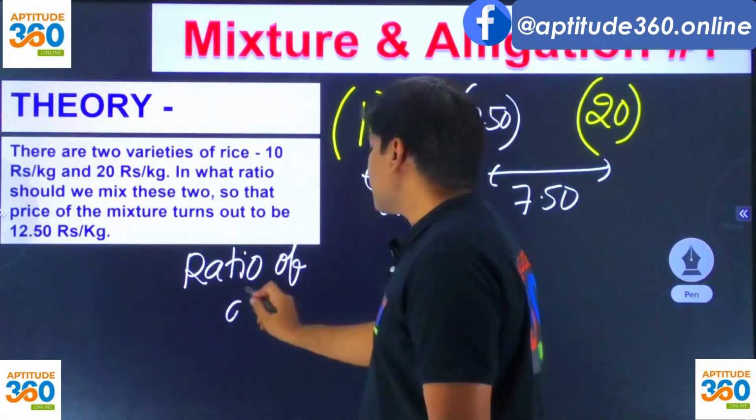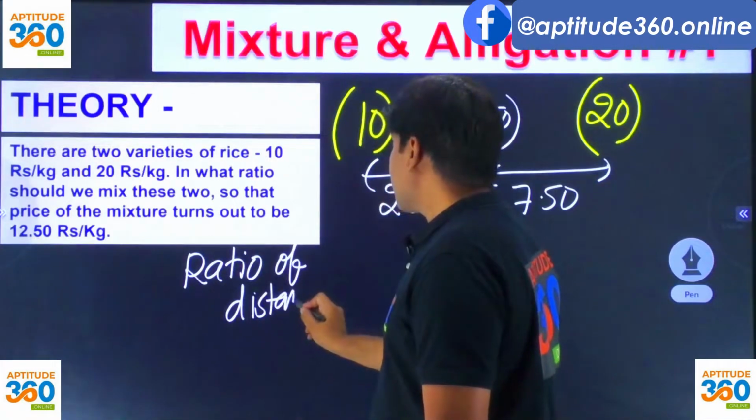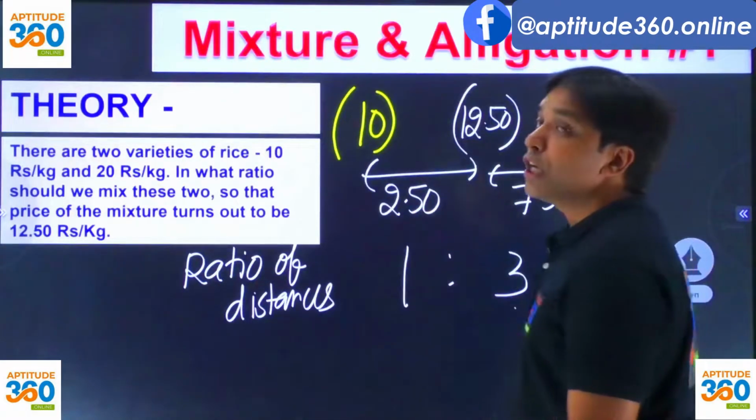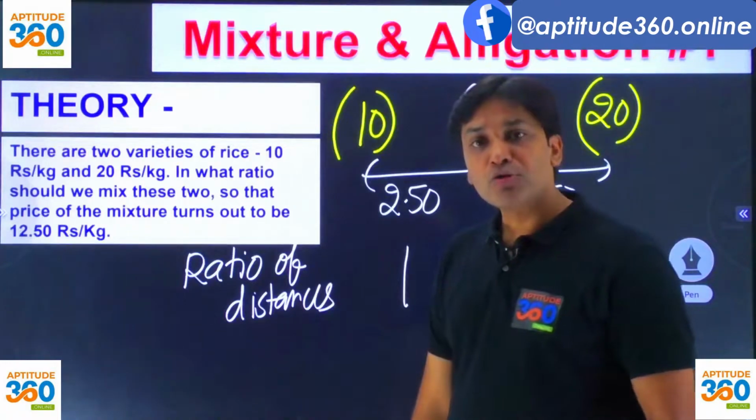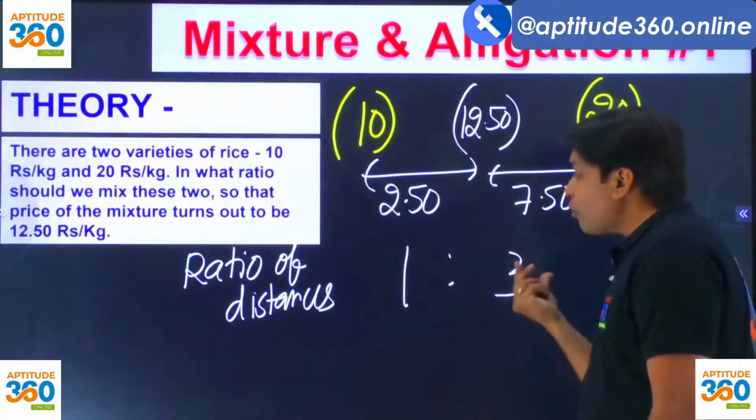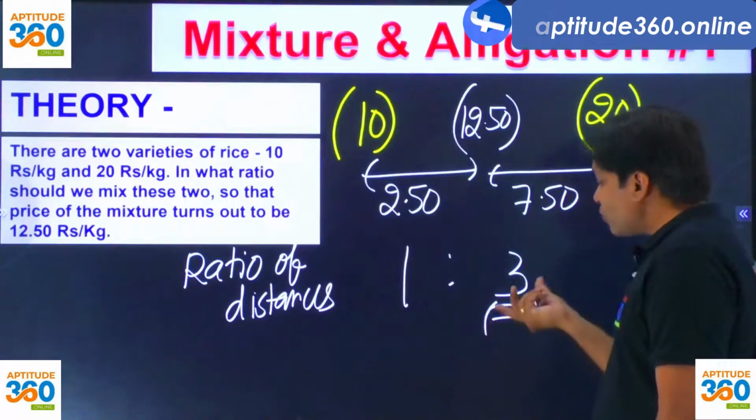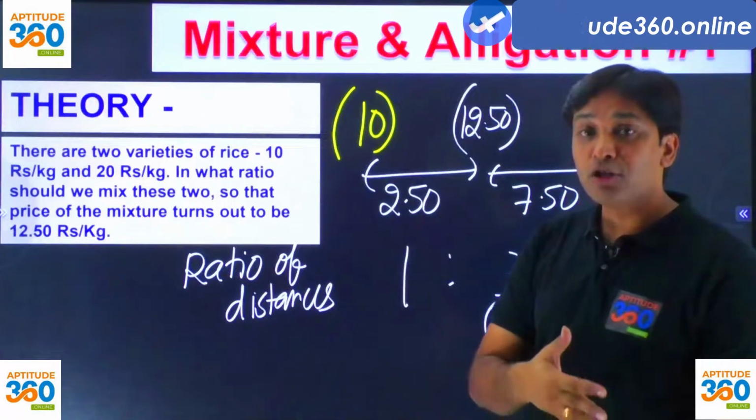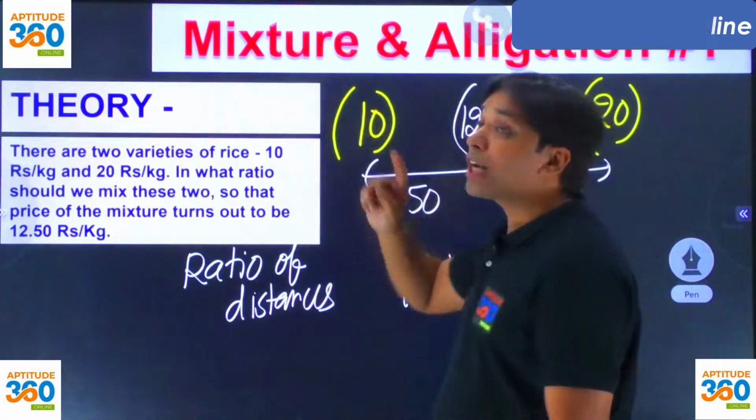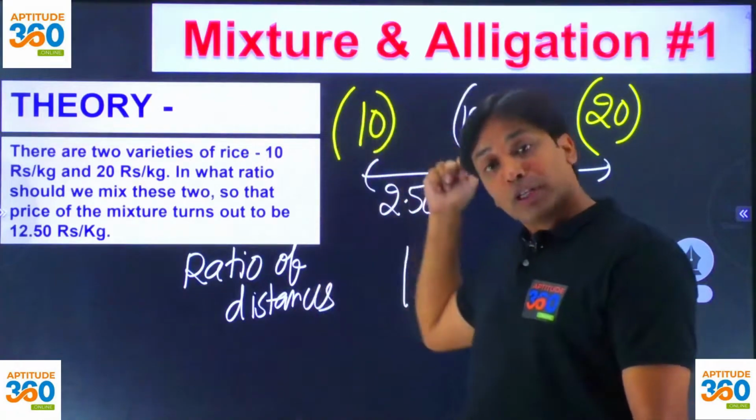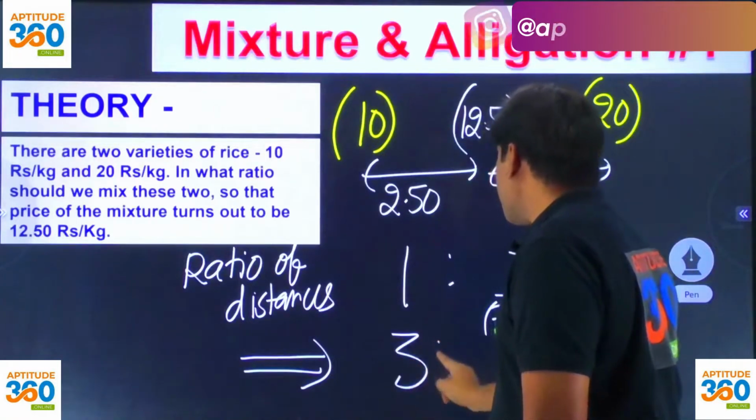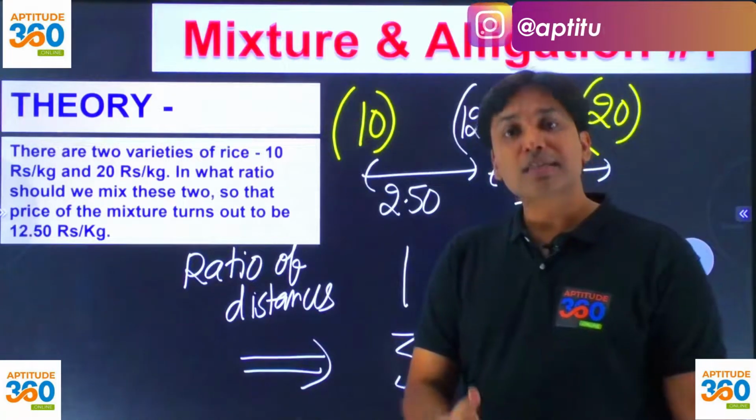So can I say that the ratio of distances comes out as 1:3. 2.5 is to 7.5. It is coming out as 1:3. And now you know what is to be done because it is 1:3. अगर आप इसी में बोलोगे तो इसका क्या मतलब हो गया कि this variety will have to be mixed more, which is not the case because you want 12.50 rupees per kilogram rice, and hence 10 rupees per kilogram rice should be more than that of 20 rupees per kilogram rice. So what is that we should be doing? We should reverse this ratio, and if you reverse it, it is going to come out as 3:1.